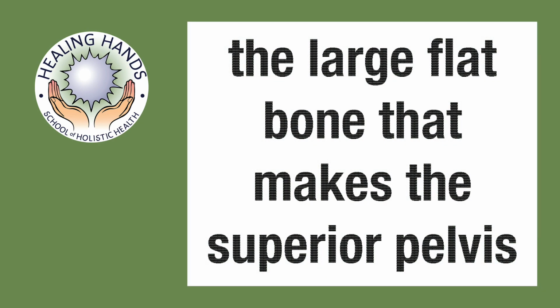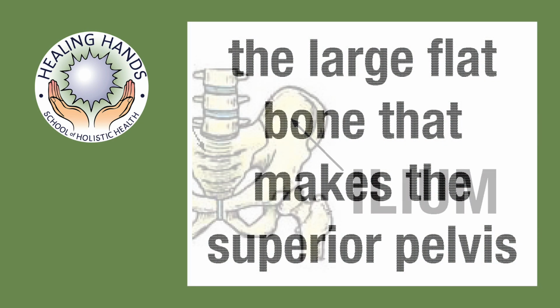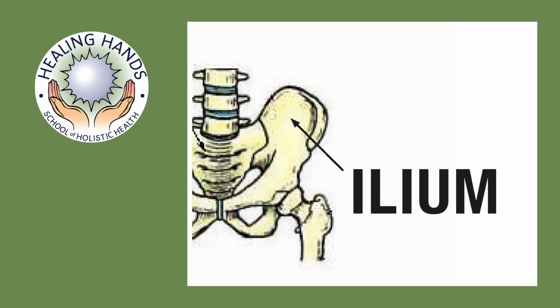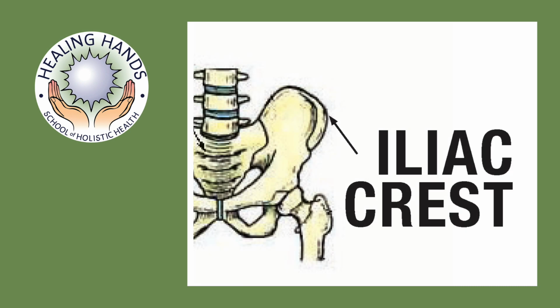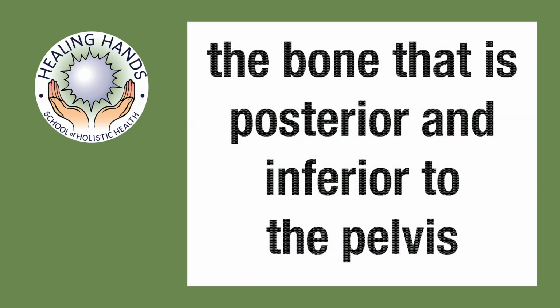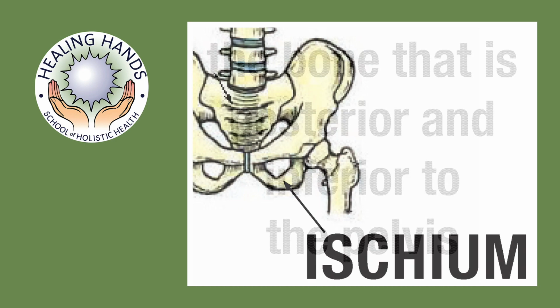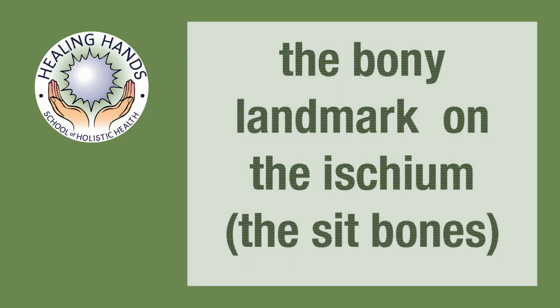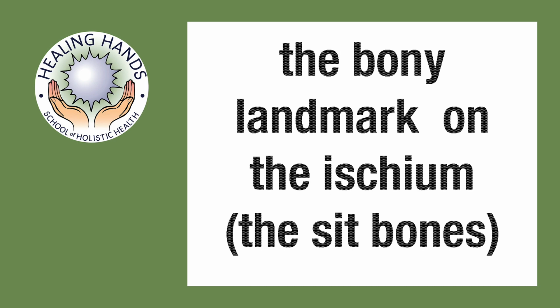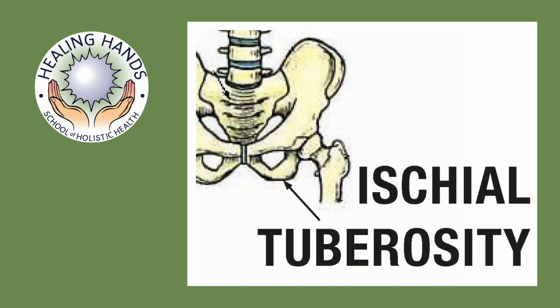The large flat bone that makes the superior pelvis is the ilium. The superior ridge along the ilium is the iliac crest. The bone that is posterior and inferior on the pelvis is the ischium. The bony landmark on the ischium is the ischial tuberosity.